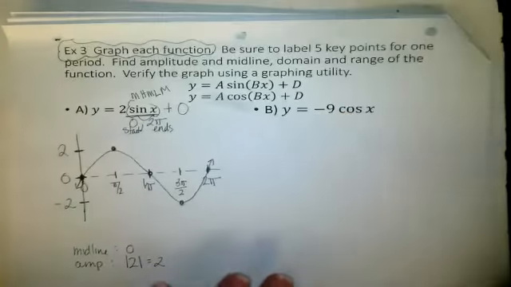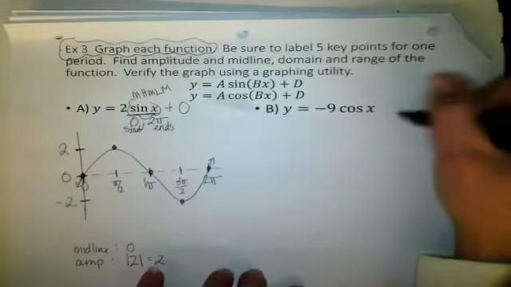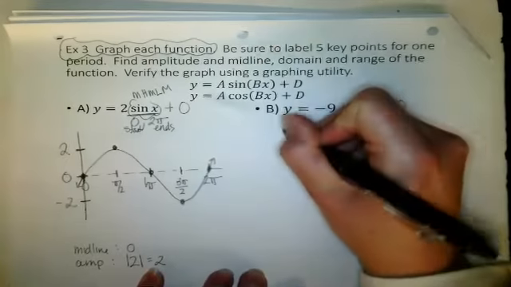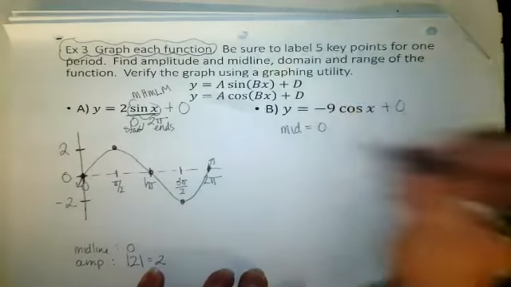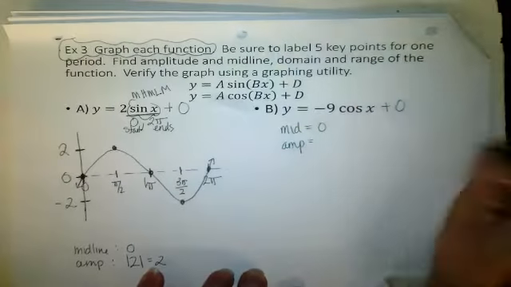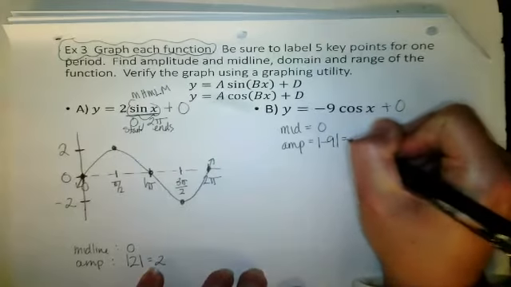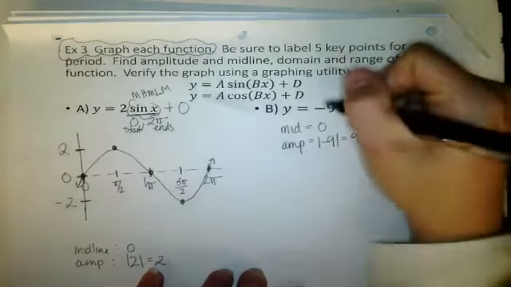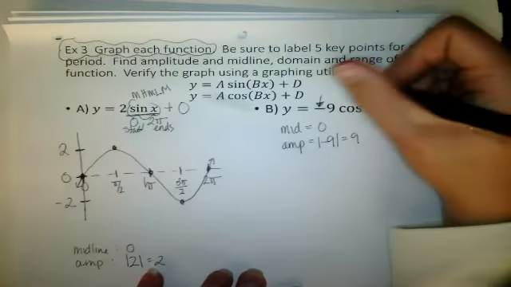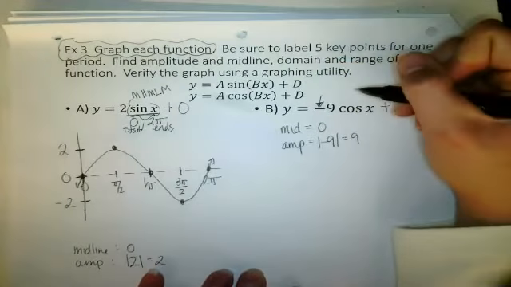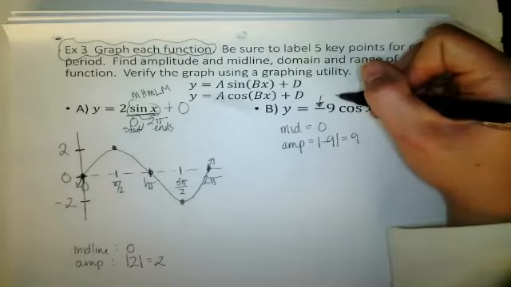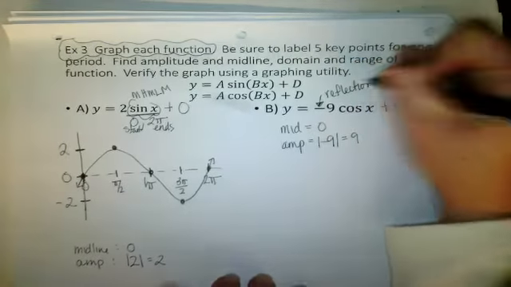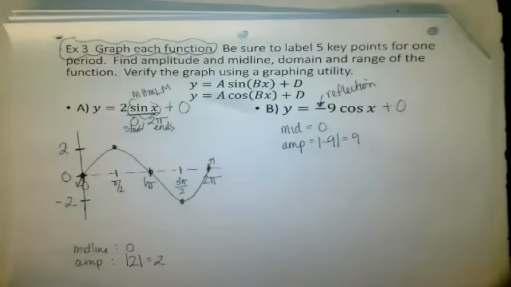All right. Ladies and gentlemen, on letter B, what's the midline? 0. The midline is 0. What's the amplitude? 9. Positive. Amplitude is always a positive value. What is this negative doing to our cosine curve? Starting it off negative. Reflecting it. It is a reflection. All right. This is a flipped cosine curve.